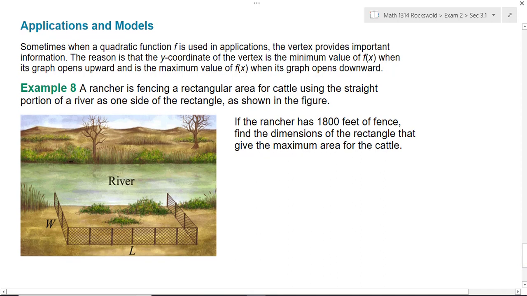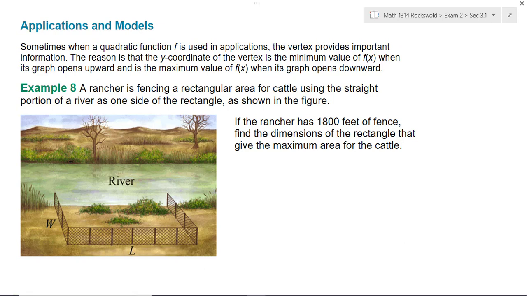I told you in the beginning that parabolas have maximum values and minimum values. We use that fact to solve problems where we need to find a maximum or a minimum of something. So sometimes when a quadratic function is used in applications, the vertex provides important information. The reason is that the y-coordinate of the vertex is the minimum value of f of x if your graph opens up, and it's the maximum value if it opens down.